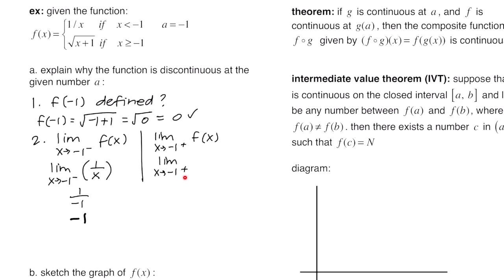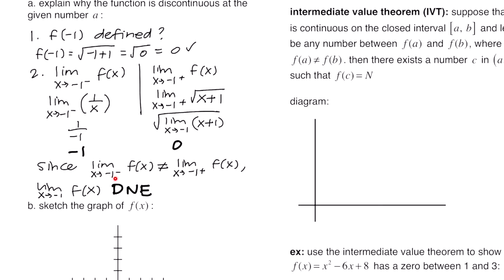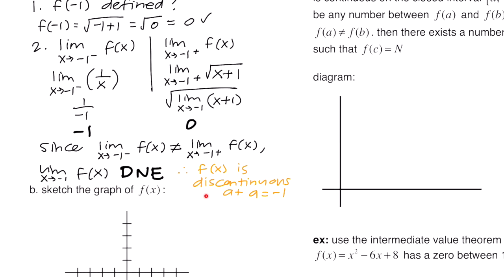Because we're approaching -1 from the right, we look right here and it says x is greater or equal to -1. So that means we're going to use the bottom part of the piecewise. To evaluate this limit, we're going to pull the square root to the outside and take the limit of the inside function. And at this point, you can plug in -1 and you get -1 plus 1 is 0, or the square root of 0, which is 0. So I wrote it out. Since the left-hand limit doesn't equal the right-hand limit, the limit as x approaches -1 of f of x does not exist. And because the limit does not exist, the second condition of the definition of continuity is not satisfied, so we can conclude that f is discontinuous at a equals -1.